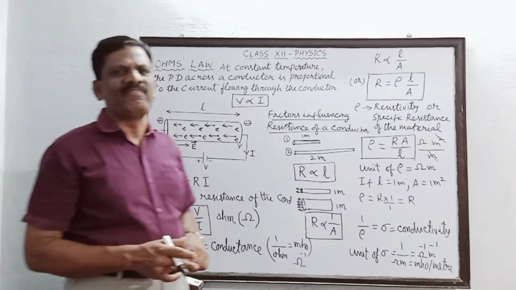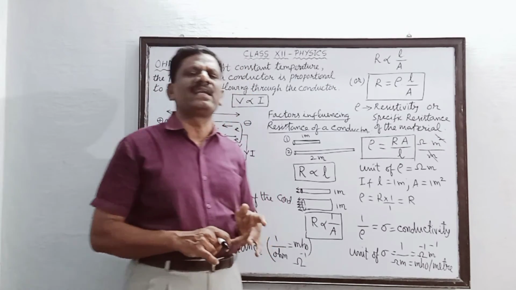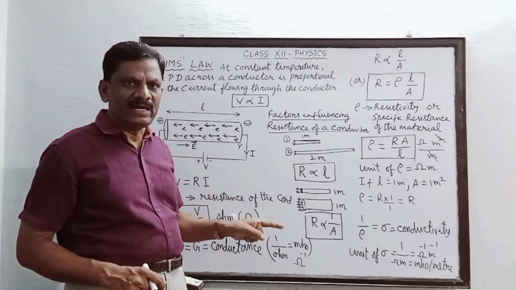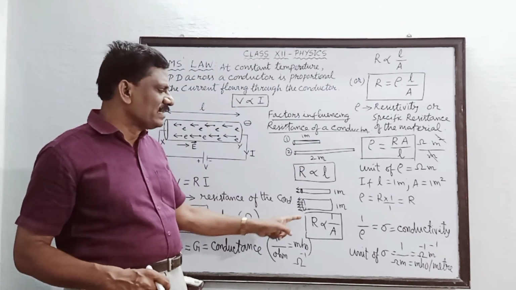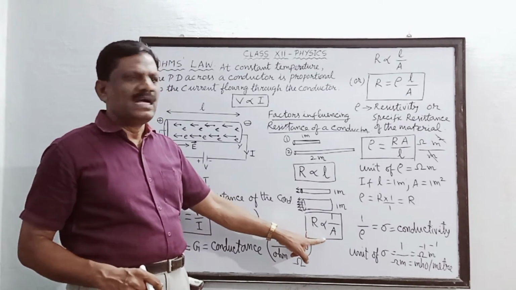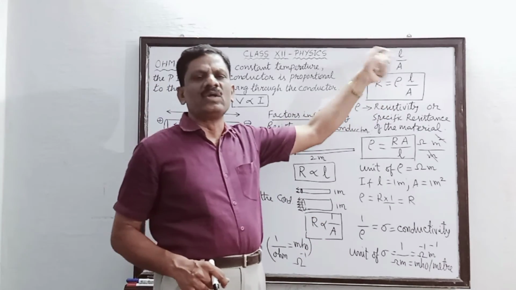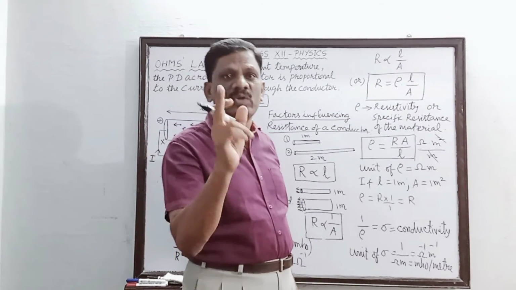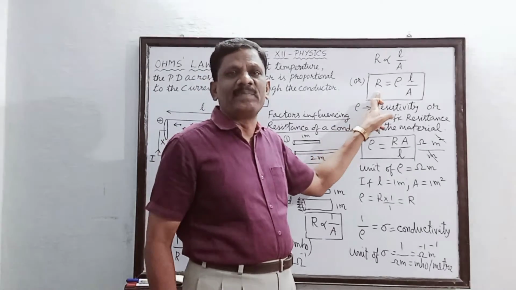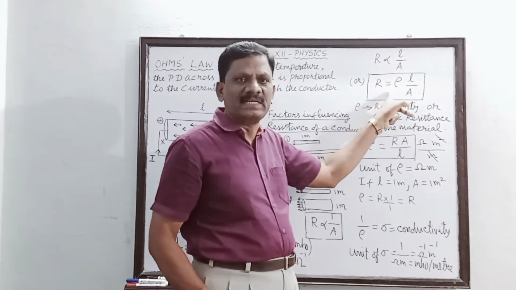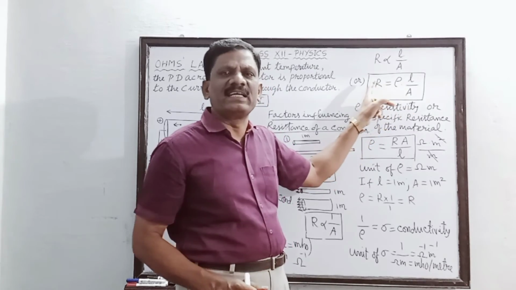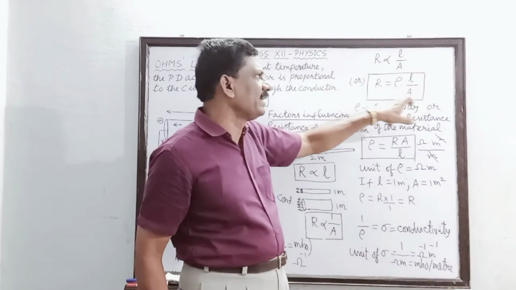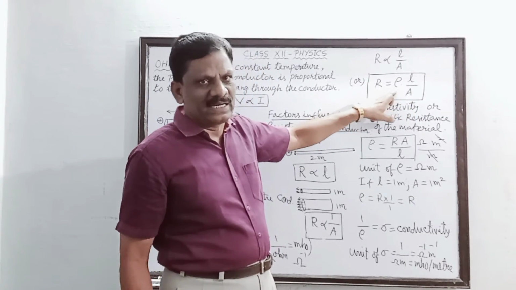Now, what are the different factors on which the resistance of the conductor depends? It depends on the length. That is, R is directly proportional to L and inversely proportional to the area of cross section. Combining these two, we have R is equal to rho into L by A. From this equation, you must know that the resistance of the conductor depends upon three factors: the length of the conductor, the area of cross section of the conductor, and the material of the conductor.